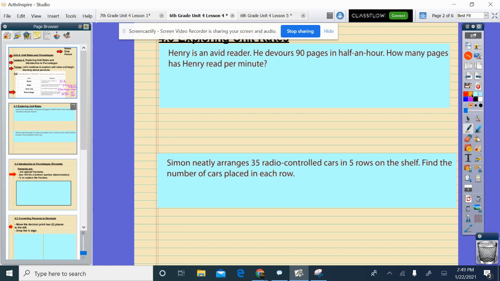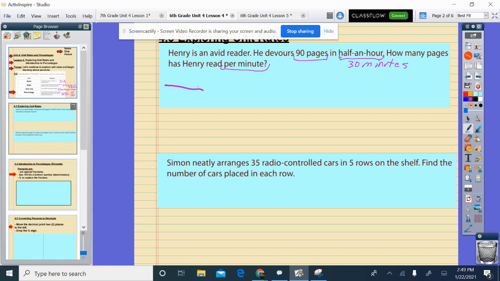Well, let's see what we have here. Let's underline some of the important information. First of all, we have 90 pages. That's a quantity. That's how many he has read. In how long? In a half an hour, which is the same thing as 30 minutes. So how many pages has he read per minute? This is important information because it means that's the denominator. That's going to be the bottom number.